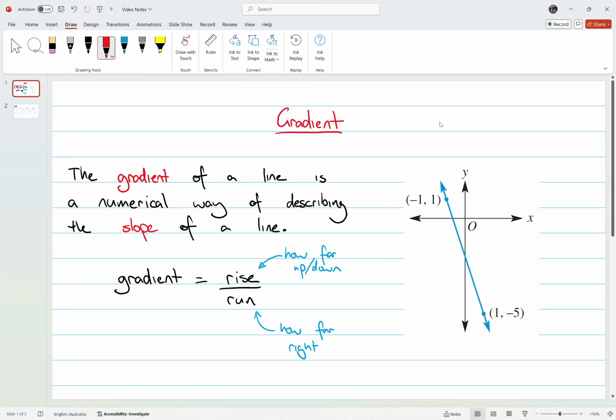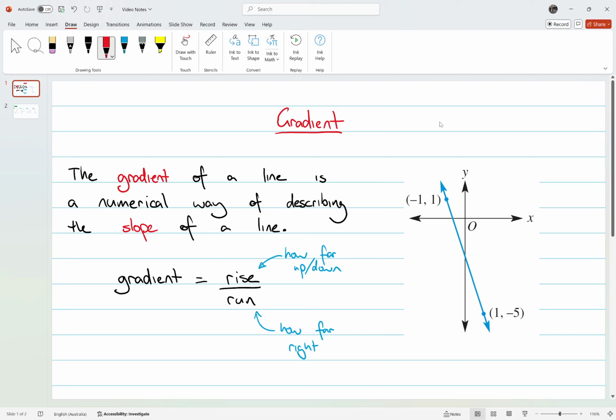Hi everyone, in this video we're going to be looking at how we can find the gradient of a line. When a line has been drawn on a number plane, the gradient of that line is a numerical way of describing the slope of that line. What we mean by slope is how steep it is, and also in which direction it is going, from left to right: is it going upwards or downwards?